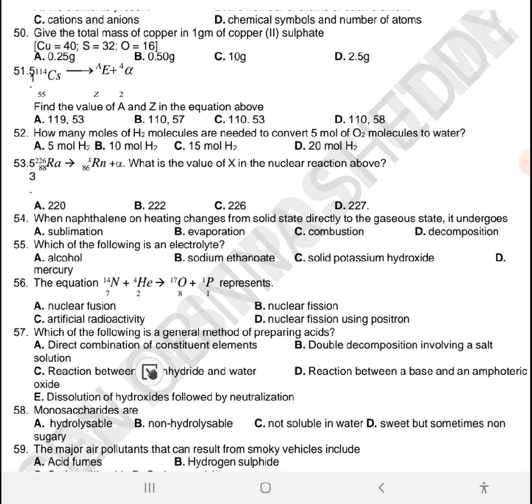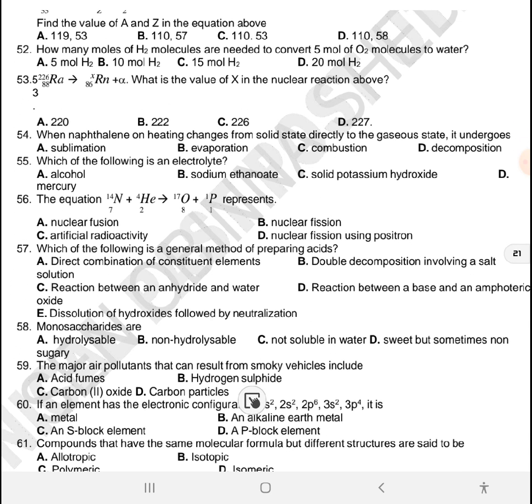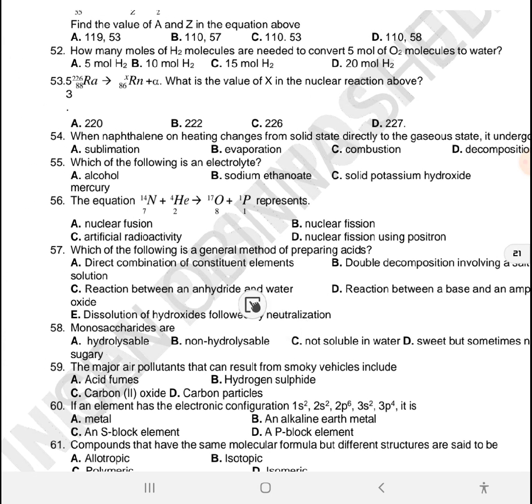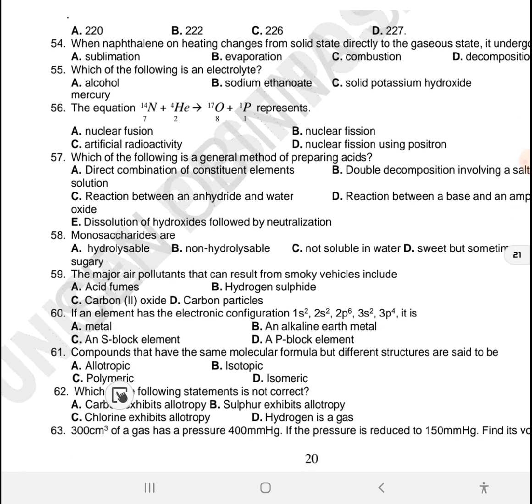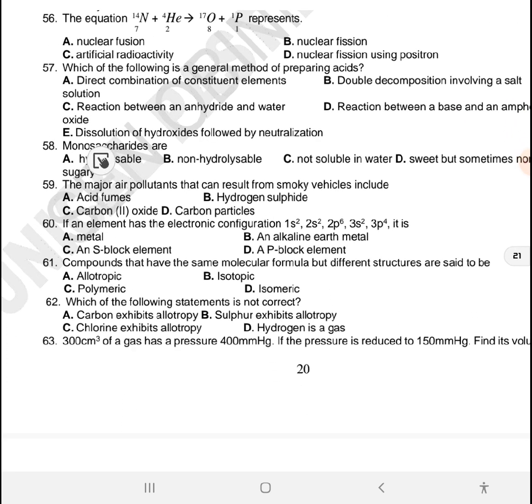58. Monosaccharides are non-hydrolysable. Option B, monosaccharide. 59. The major air pollutant that can result from smoky vehicles include, there are tons of air pollutants that can result, but a very dangerous one, 59, is definitely option C, carbon dioxide. Don't forget I said carbon dioxide is the most dangerous air pollutant to humans. Very dangerous because it attacks the hemoglobin in the blood.